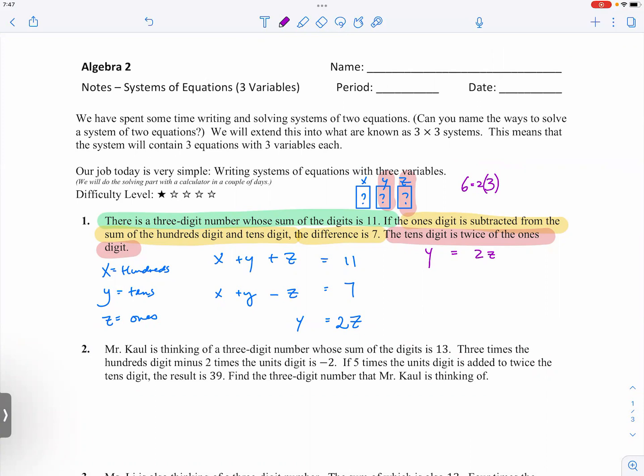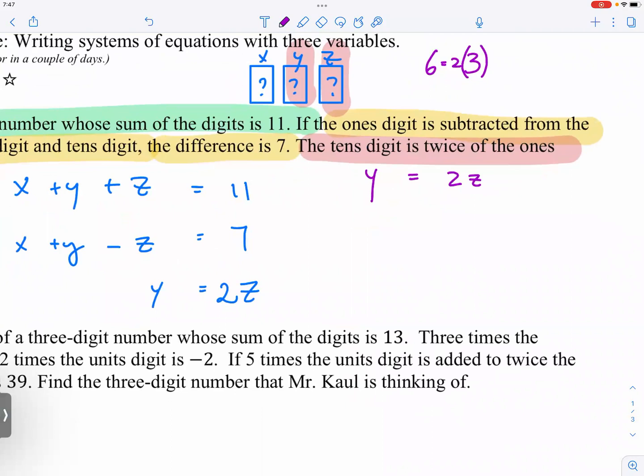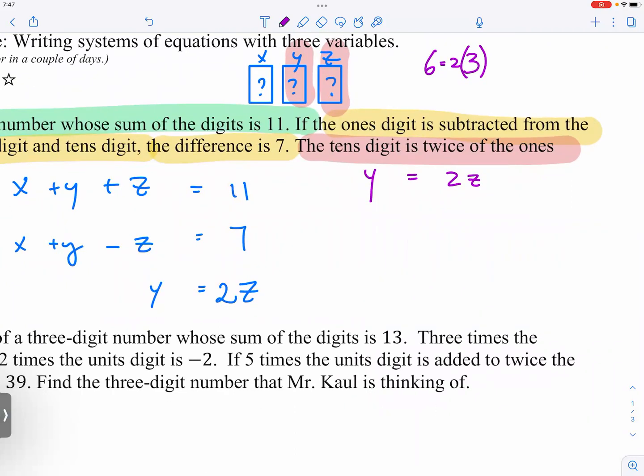And what we could do is use a calculator to solve it, and we can do it tomorrow, or we can do it by hand. And I do want to show you how to do it by hand. It's not that hard, but it's to practice the thought process.